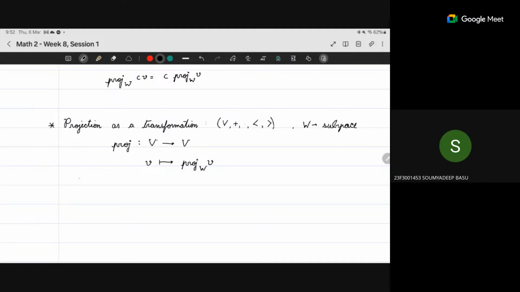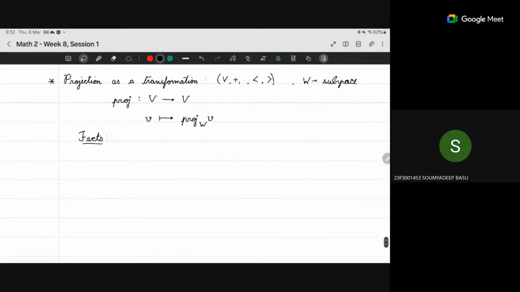Now, some facts. I say facts because I'm not going to prove all of them. I don't think I'll prove any of them. You can also call it projection onto W. Sometimes it is also denoted by PW. So I'll write PW or projection onto W. Whatever is standard notation, you can check from the lecture notes what convention is followed. This is a linear transformation.